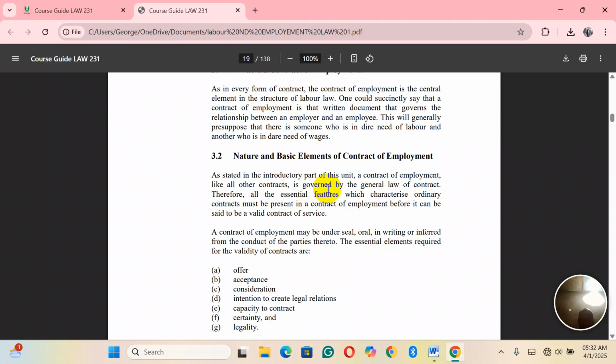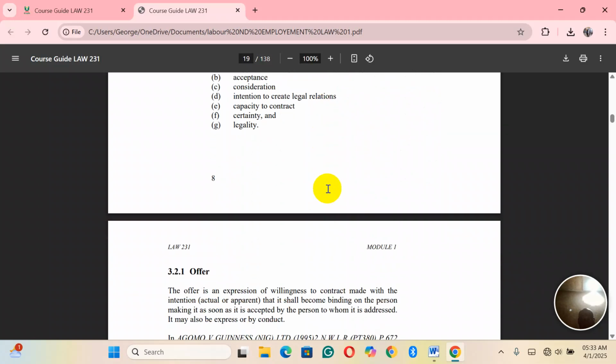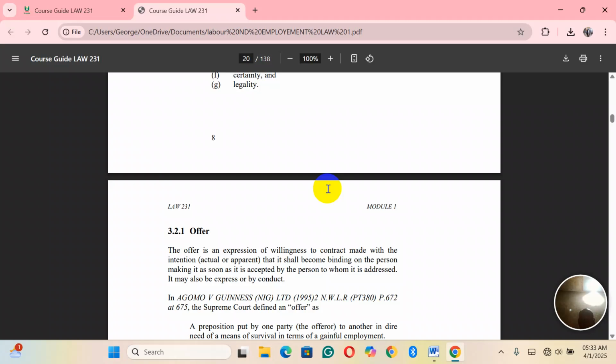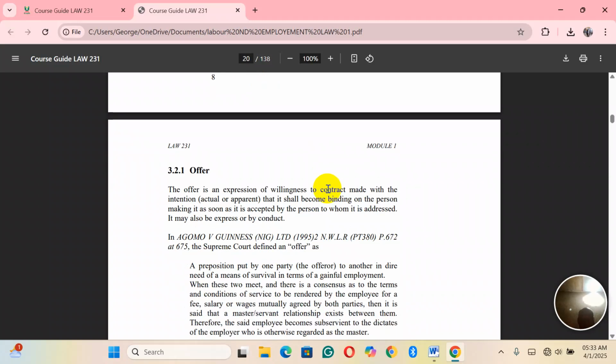A contract of employment may also be under seal, in writing, or inferred from the conduct of the parties thereto. The essential elements required for a valid contract are, one, the offer. There must be an offer from the offeror to the offeree, and the offeree must be able to accept the offer. Two, there must be an acceptance. Once the offer is given, it is then the work of the offeree to accept the offeror's contract, or reject it.